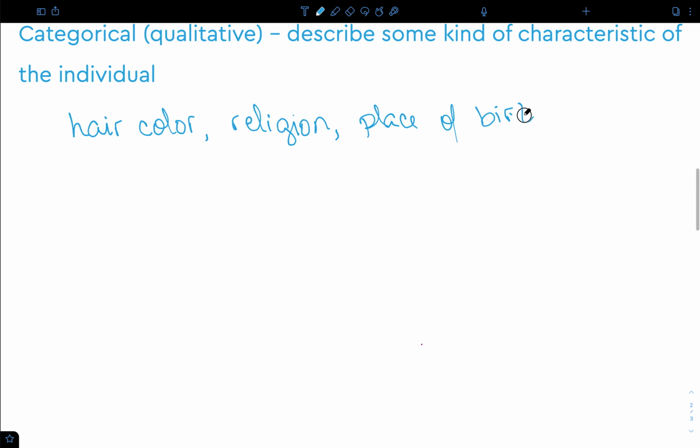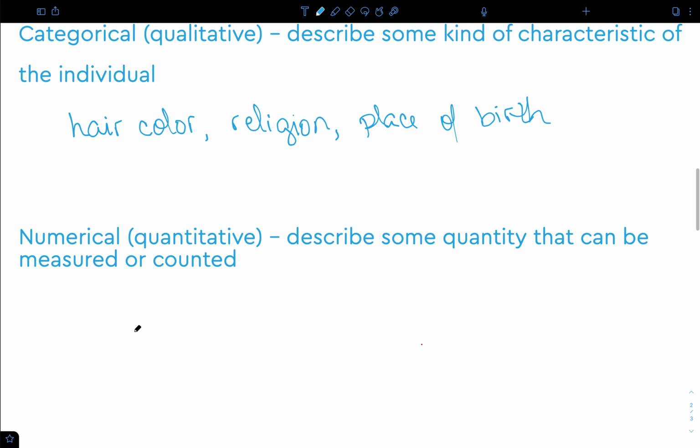Let's start with categorical variables, also known as qualitative variables. These variables are going to describe some kind of characteristic of the individual. Some examples of things that would be categorical or qualitative. We could have hair color, religion, or place of birth. These all describe some kind of characteristic of the individual, and we can put them into categories, hence the word categorical.